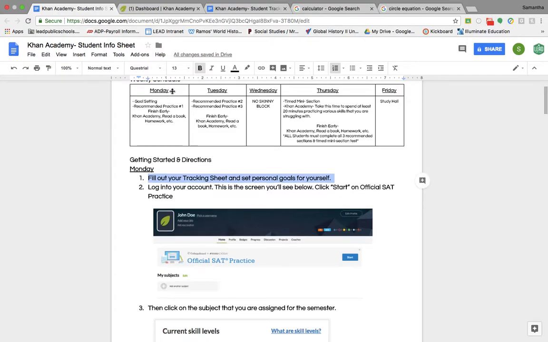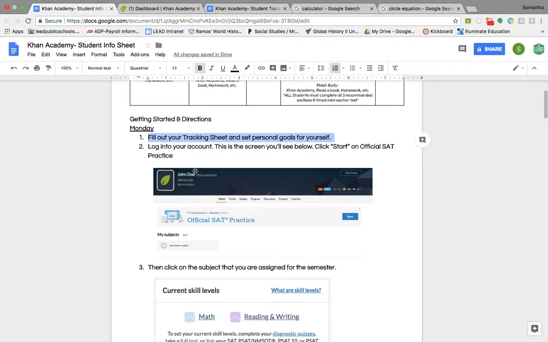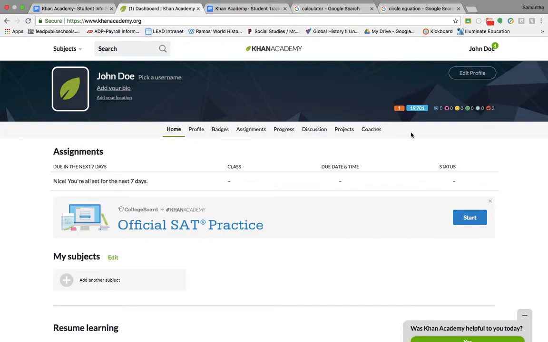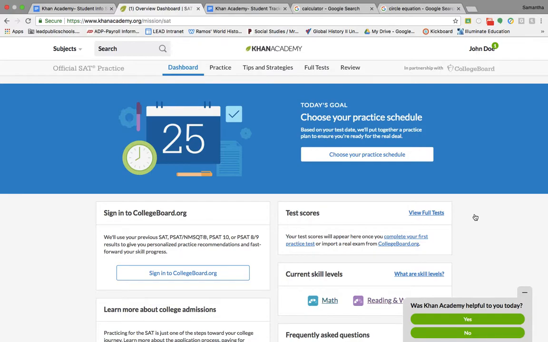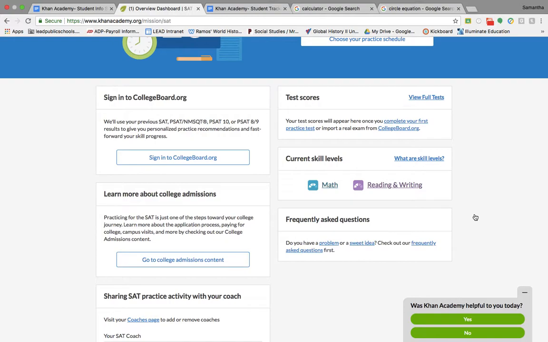Step number 2, it says log into your account. There's a screen you'll see below. Click start on the official SAT practice. I'm logging into my screen. Hit start. You will be using your student school email as well as your password. Super simple. Every semester you'll be doing a different subject. Some of you will focus on math first, and some of you will focus on reading and writing first. It's really important that you are staying and practicing within the subject that you are currently assigned this semester.